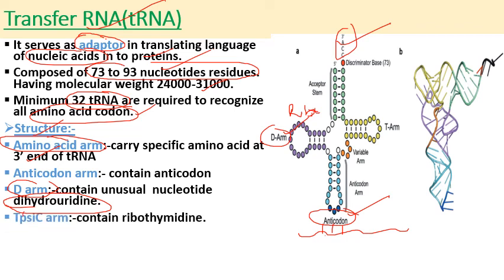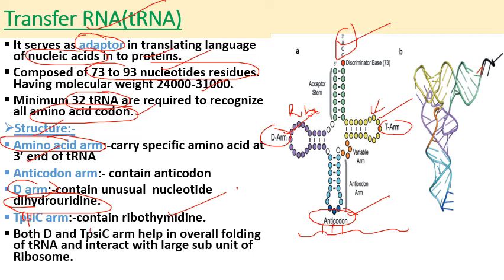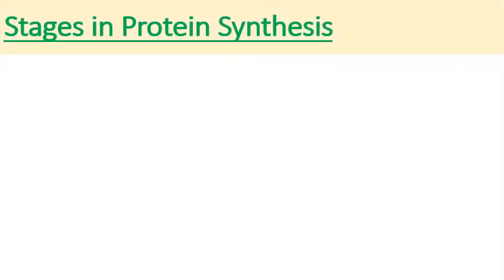Then T-C arm. So this arm also contains one unusual base, that is ribothymidine. This arm also plays a role in recognition by ribosomes. इस arm में भी जो unusual bases होते हैं वो help करते हैं ribosomes को to recognize this tRNA. Both D and T-C arm help in overall folding of tRNA and interact with large subunit of ribosome. So ribosome basically interact करता है with this tRNA with the help of these two arms, that is D arm or T-C arm.